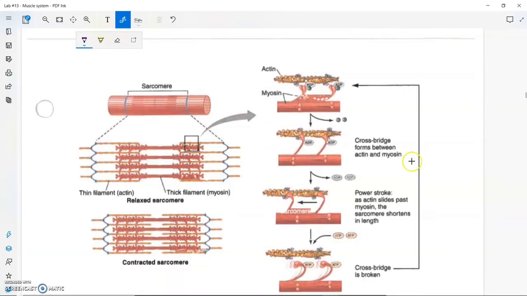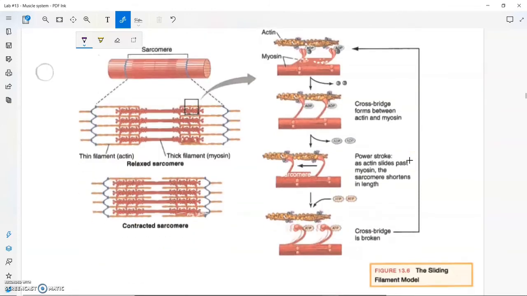Now, here's the representation of the sliding filament model. You can see each sarcomere, bounded by the Z-discs. In the center, you see thick filaments that consist of the protein myosin, and thin filaments, the orange ones, that consist of the protein actin. And you can see that actin filaments slide relative to myosin. This is how it works.